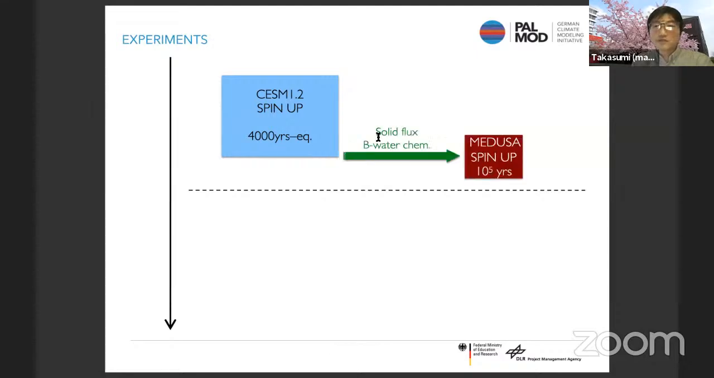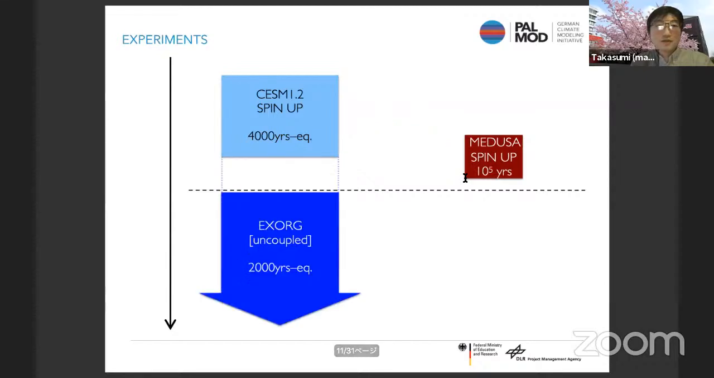Then we took the solid particulate flux and bottom water chemical composition from this run and gave them to Medusa, the sediment model, to make a spin-up for Medusa as long as 100,000 years. Then we moved on to the controlled experiment.